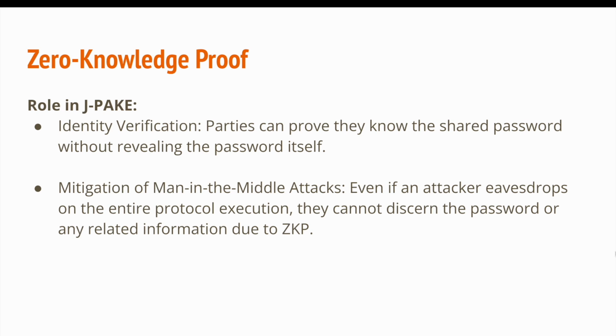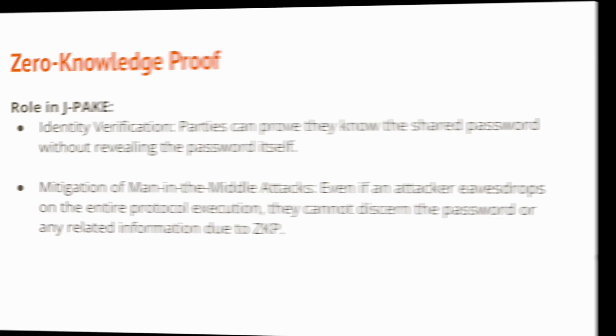In J-PAKE, parties can authenticate their knowledge of a shared password using ZKPs without revealing the actual password. This mechanism reduces the risks associated with exposing sensitive credentials, ensuring trust is established in a secure manner. Even if an attacker is listening to the entire J-PAKE protocol execution, ZKP ensures that they will not be able to get the password or any related information.